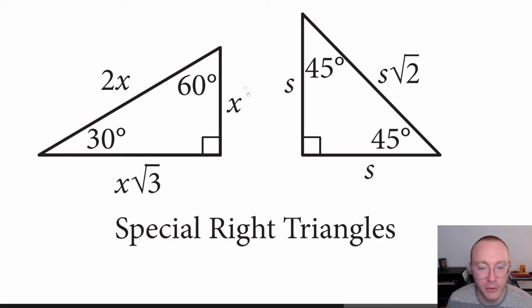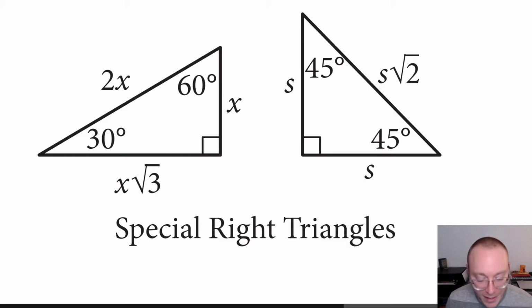For example, if this shortest side in a 30, 60, 90 is 1x, then this side, the hypotenuse, is going to be twice as big. That's going to be 2x. And this side right here is going to be radical 3 times bigger, radical 3x. And so if we look at the coefficient of the short side, it's 1. And if we look at the coefficient of the base here, we've got radical 3.